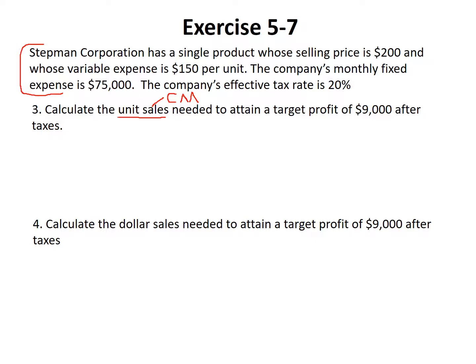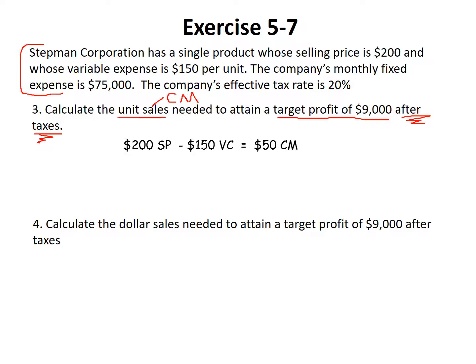In this case, there's another little glitch here. We have a target net profit of $9,000, just like we did in requirement 1 of this exercise. But in this case, the requirement is basically we want that net profit after taxes. So in other words, after we pay our taxes, we want to have the target profit of $9,000. So this is going to require a variation in our contribution margin break-even / target profit formula. So let's take a look at what we do.